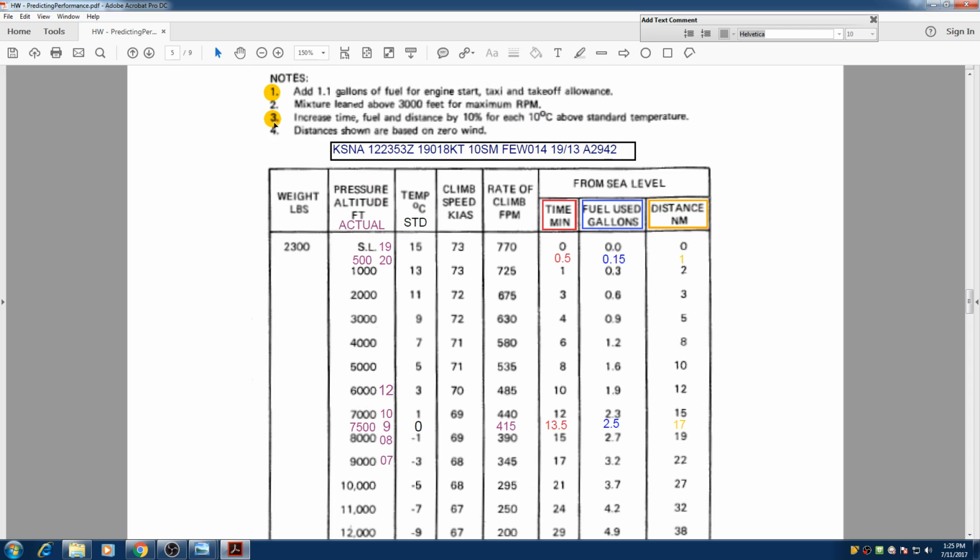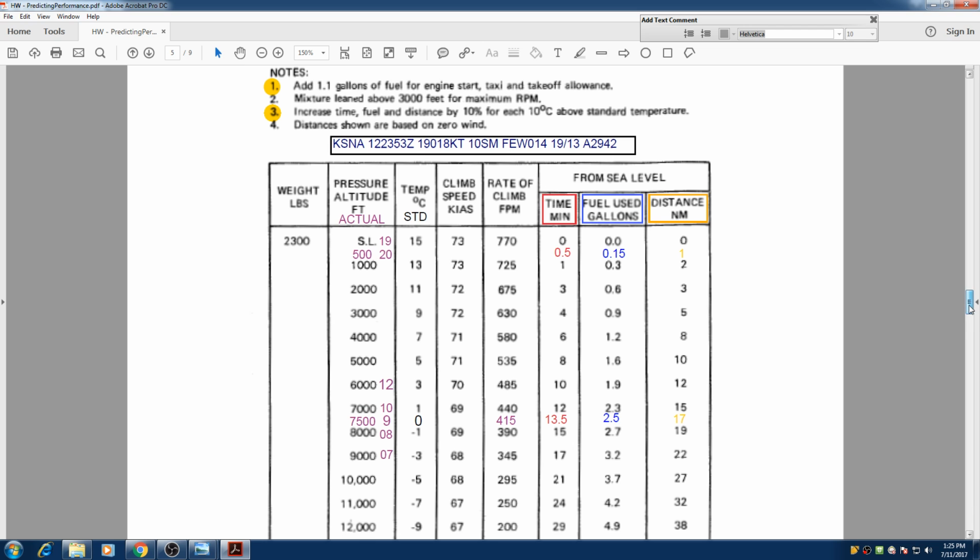So if you read note 3, it says increase. It's very important to cover this note. It says increase time, fuel and distance by 10% for each 10 degrees above standard. So today we are at 19 degrees Celsius. We are only 4 degrees above standard, so therefore we have to add 4% to those values that we found.